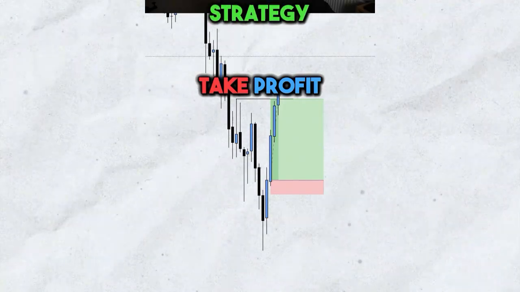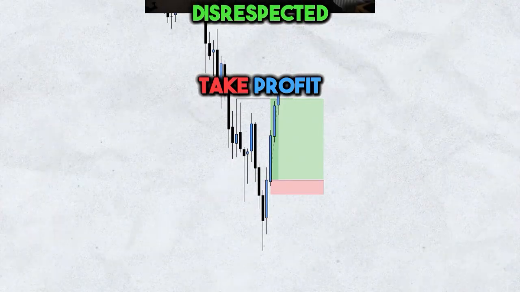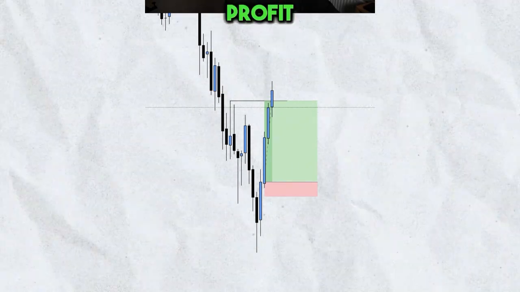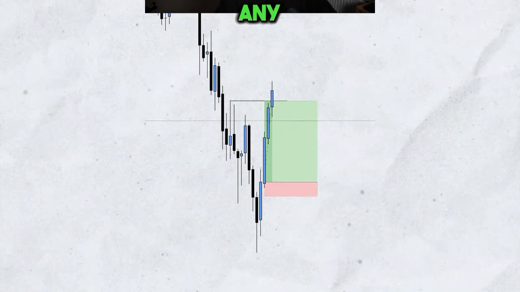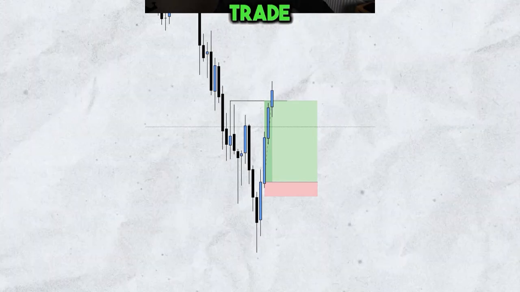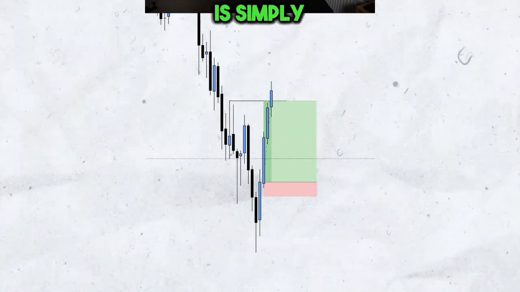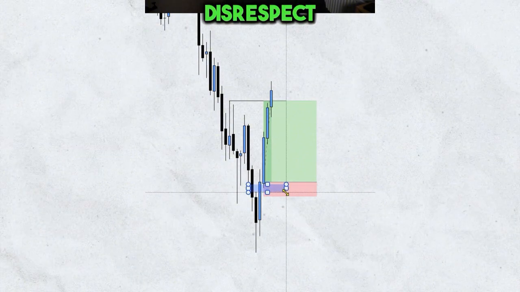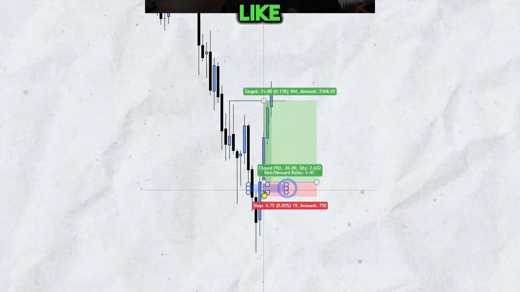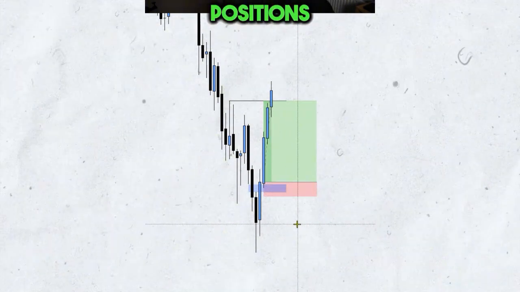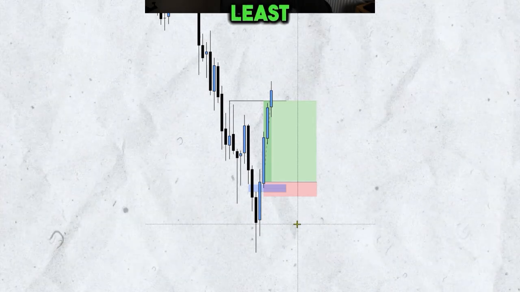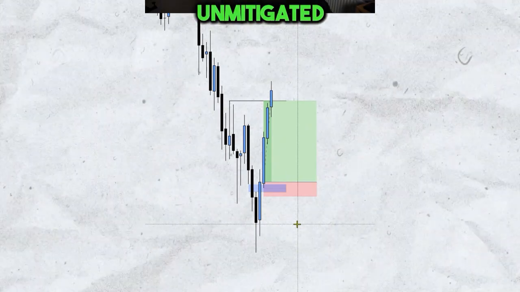When you trade my strategy that uses disrespected fair value gaps, price action should always shoot up to your take profit. You should rarely ever get any drawdown, and you should not be in the trade for too long. And the reason for this is simply because the strategy is so good, and normally when we disrespect a bearish fair value gap like this, when we are looking for long positions, price action normally shoots to some sort of buy side liquidity, or at least taps into an unmitigated fair value gap.